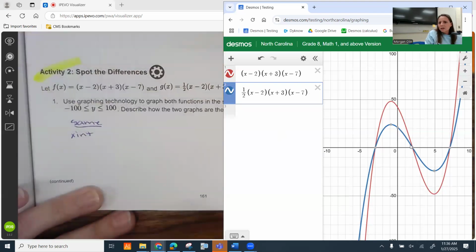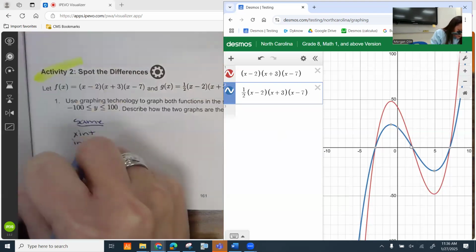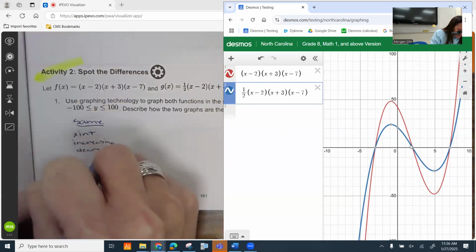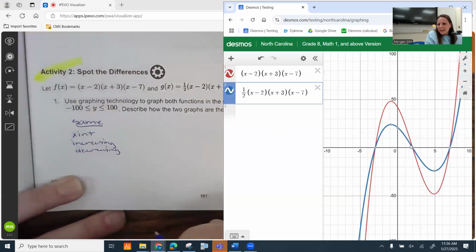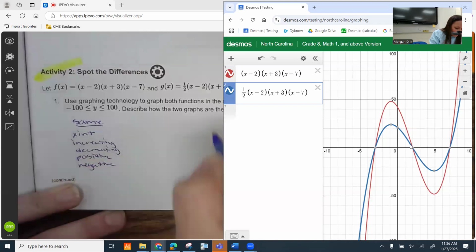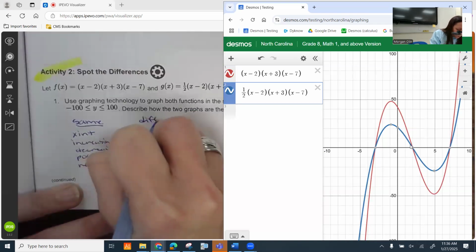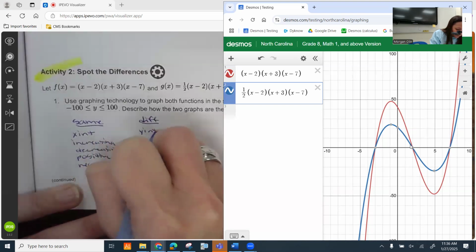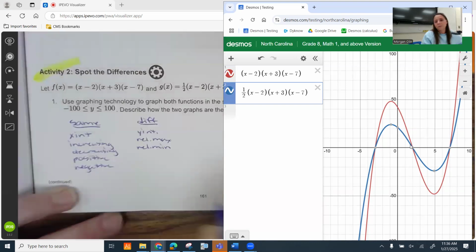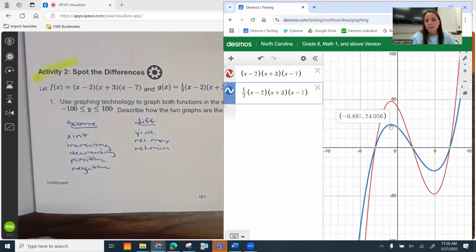All right, it looks like they're increasing in the same places. They're decreasing at the same places. And it looks like they're positive on the same places. And then they're negative on the same places. All right. But what is different? Well, if you notice, the y-intercept is different. Okay. Where our relative max and our relative mins, those are also different. So you see right here, this min's here, this one's here.